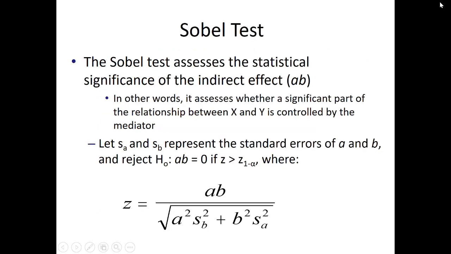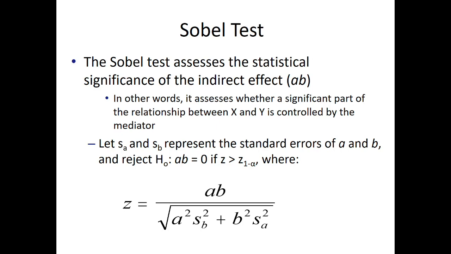So let's first talk about what the Sobel test is. We're not going to spend a lot of time on this just because I don't think it's the proper way to do things. It's fine with 100 participants, but a lot of times we don't have it. So I'd rather spend more time talking about bootstrapping because we can do it with however many participants we want. So the Sobel test assesses the statistical significance of the indirect effect, or the A path and the B path together. In other words, it assesses whether a significant part of the relationship between X and Y is controlled by the mediator. Again, it looks at that A and that B path together.